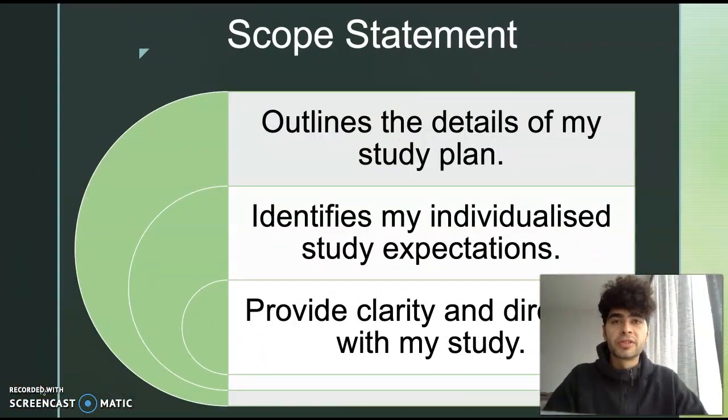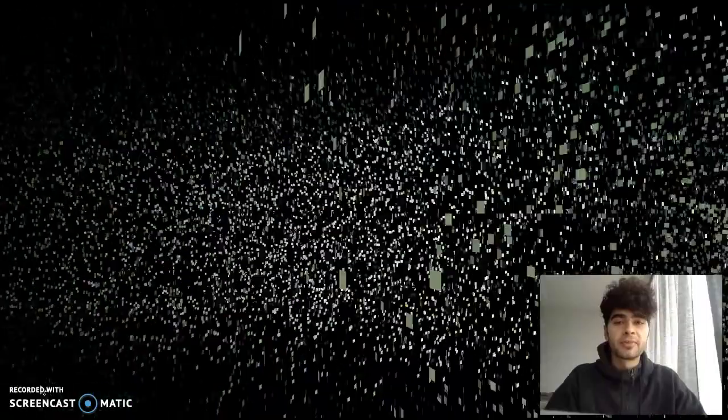So, firstly, as described in Lecture 3, Project Scope Management, by developing an individualized study scope statement, it will highlight my study expectations as well as provide clarity on what's required to successfully complete my course. However, in order for this to be achieved, the scope statement must cover the SMART objectives.